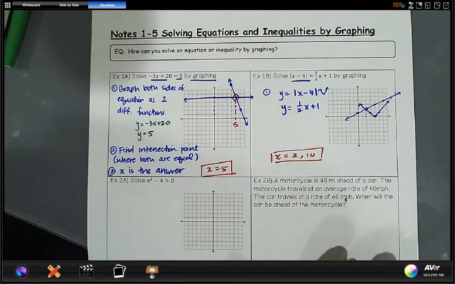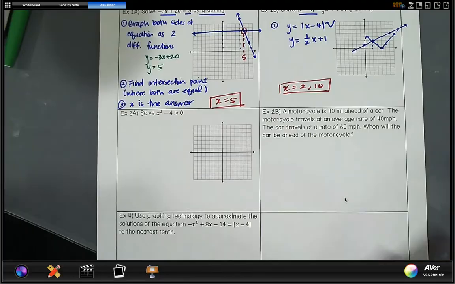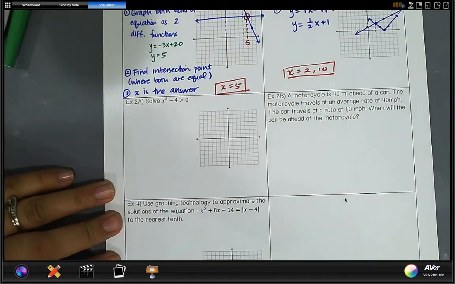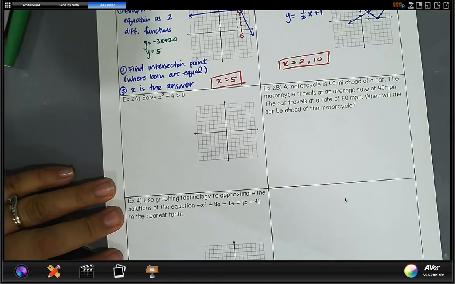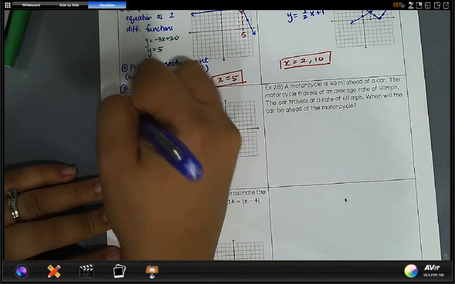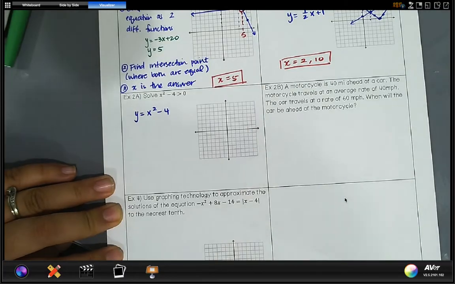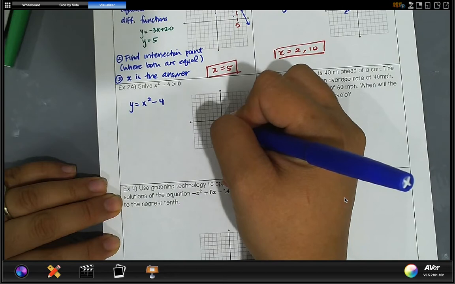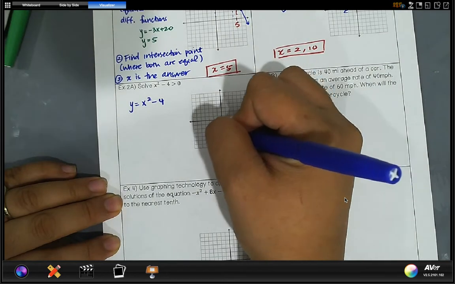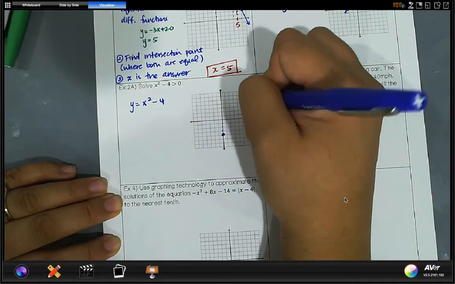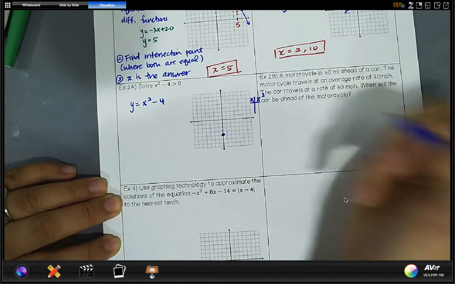Example 2a, now we're asking to solve, but we don't see it as being equal to 0. Instead, we have greater than 0. So the very first thing I'm going to go ahead and do is sketch y equals x squared minus 4, which is a parabola that is being shifted down 4 units. And then once I shift it down, I could just make a table on x squared.